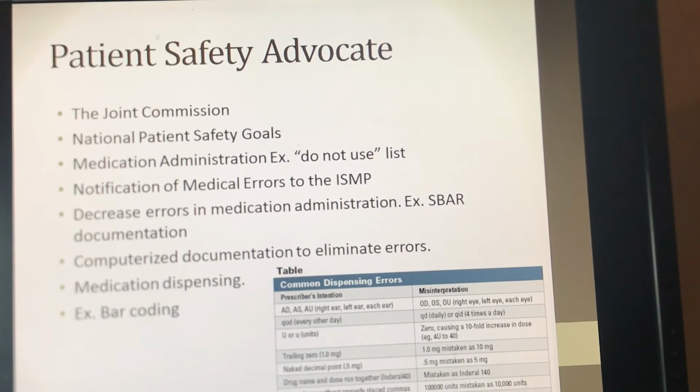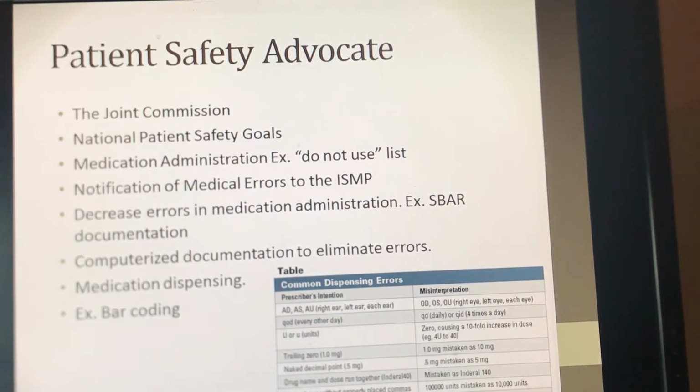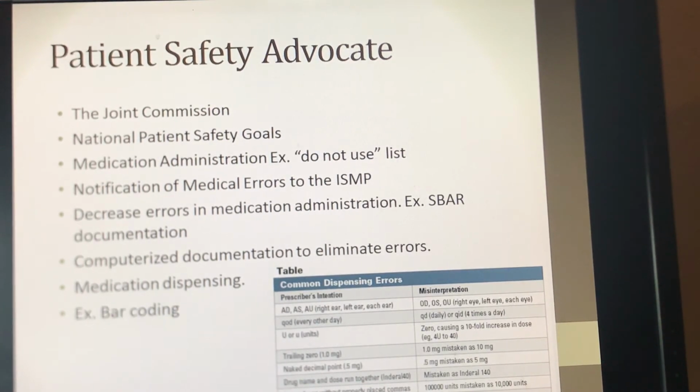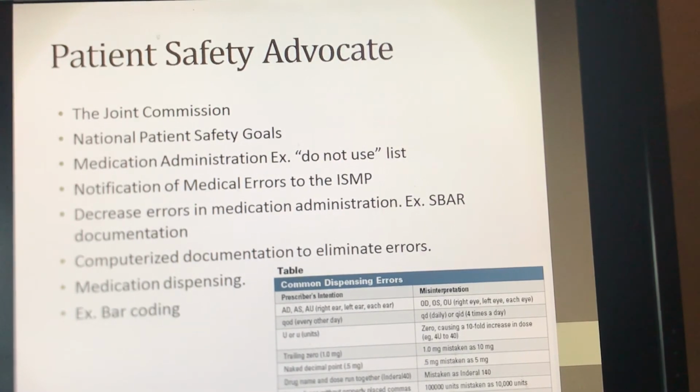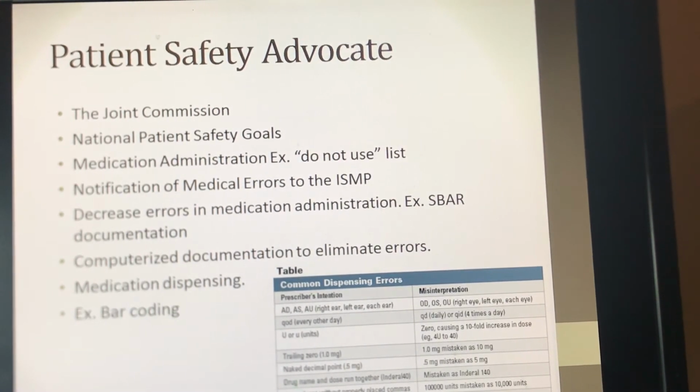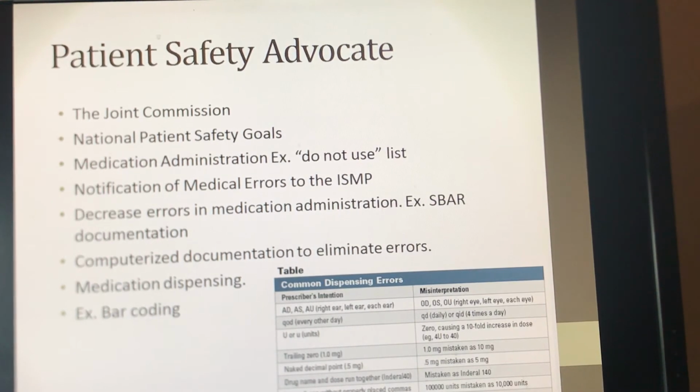Medication administration, we'll look at that, and with the national patient safety goals and the healthcare culture of safety, they're going to look at the do not use list so that we don't make dispensing errors. So you guys can take a look at that. The notification of medical errors to the ISMP, I told you guys about that, the Institute for Safe Medication Practices. These are the guys that will take a look at these sentinel events and say, hey, we need to change the label to heparin. We need to take a look at how many errors are happening. How can we decrease the errors? How can we make medication administration safer?